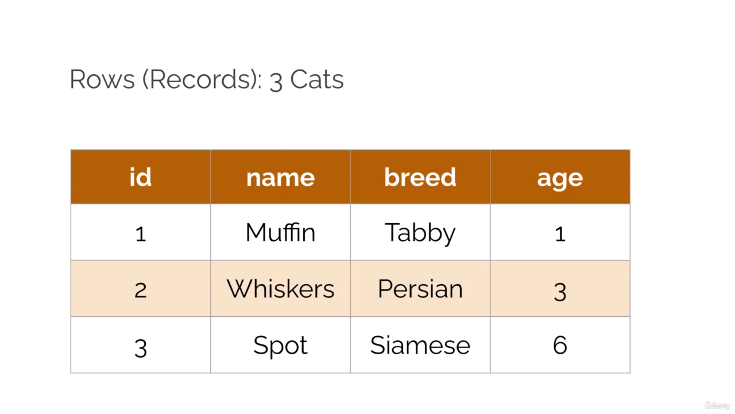Then the second row describes a second cat. Its ID is 2, its name is Whiskers, its breed is Persian, and its age is 3. Then we have our third record, which is represented by the third row, and that cat has the ID 3. Its name is Spot, its breed is Siamese, and its age is 6. So here we have one table, which is theoretically one table in a database of a lot of tables. And this table is the cat table.